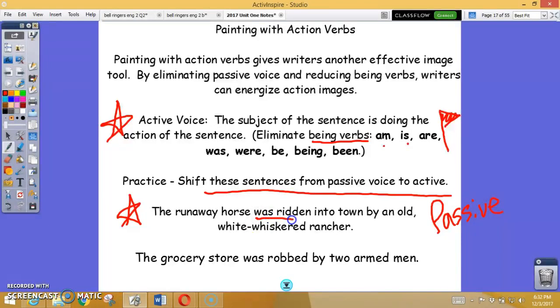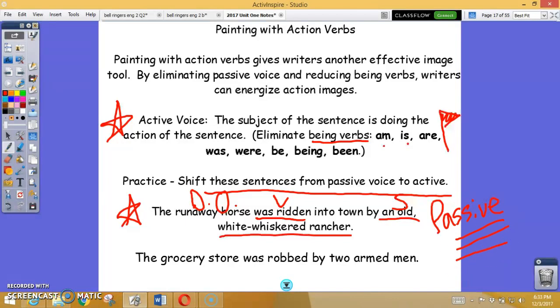Look right here at our verb. It says was ridden, okay? So think about that. The runaway horse was ridden into town by an old white-whiskered rancher. But the question is, who did the riding? You have to think about who actually did the riding. Well, the answer would be the white-whiskered rancher. He did the riding. So we look right here, the horse is what was ridden, so it would actually be our direct object. So we've got our whole sentence all out of whack, and that's what we call passive voice.